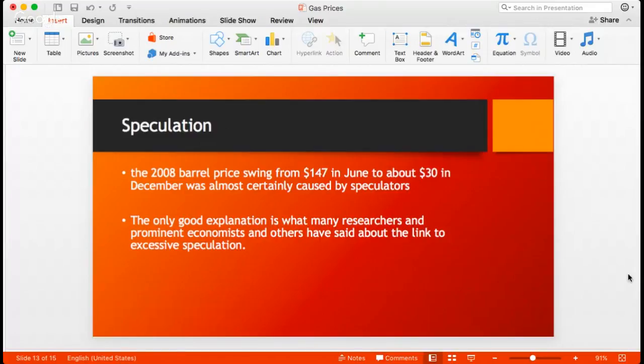Speculation. This has a lot to do with researchers saying that, okay, the price keeps rising, but when will it bottom out? Or when will it reach its natural price, which is kind of like its equilibrium price due to an oversupply? So in 2008, the barrel price swing from 147 in June to about $30 in December was almost certainly caused by speculation. The only good explanation is what many researchers and prominent economists and others have said about the link to excessive speculation.